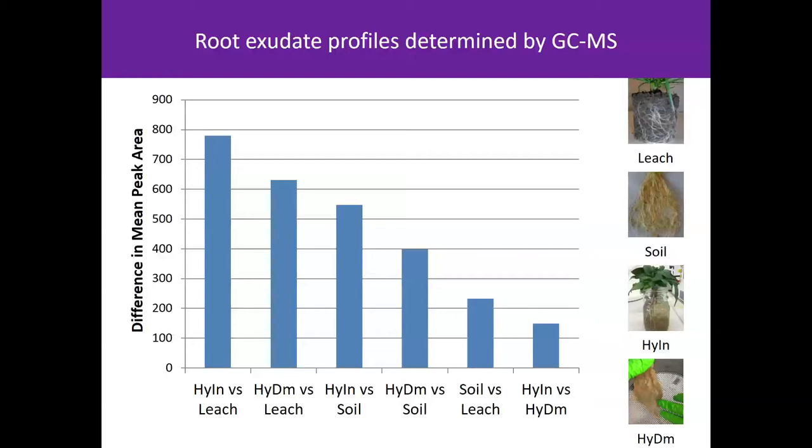And I just realized I'm missing extra asterisks here, but the differences between treatments were significant between the undamaged hydroponics and the leachate, the damaged hydroponics and the leachate, the intact hydroponics and the freshly washed roots, and the damaged hydroponics and the freshly washed roots. So this tells us that actually the hydroponic system was not significantly different from the freshly washed roots, so you could theoretically get the same signal back from just washing the roots and then collecting exudate that way.